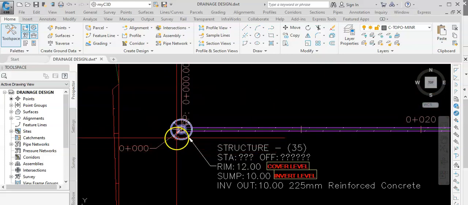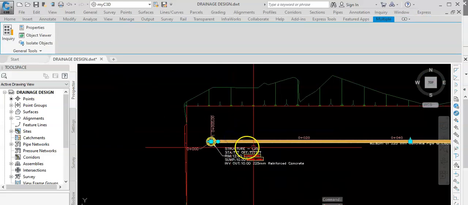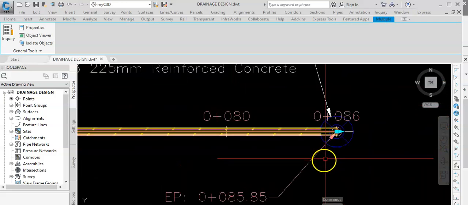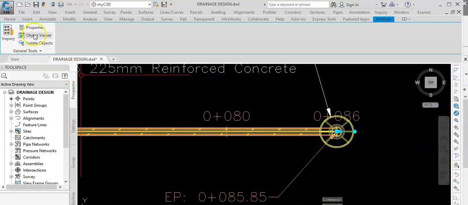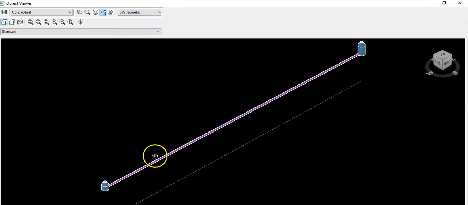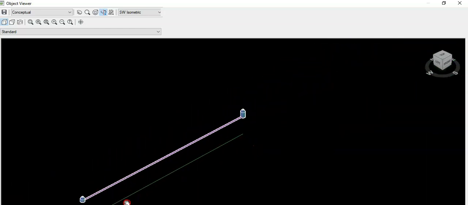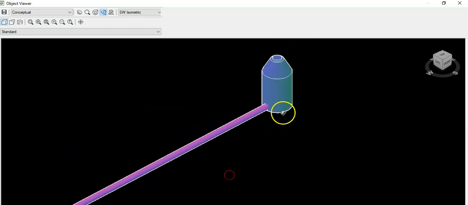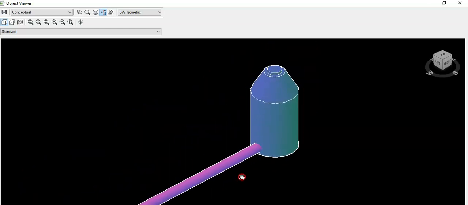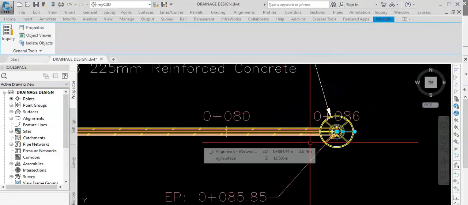So let's look at the 3D of this manhole and the pipe. What we see in the 3D, to have a visualization of what we are seeing there. Basically, we see one manhole here, the pipe, and another manhole connected to it. Simple as that. But now let's look at the details here.